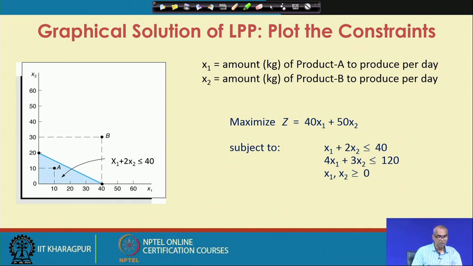If you look at the figure, the point A lies within the feasible region, but point B lies outside the region. So, the point B is infeasible, point A is feasible.